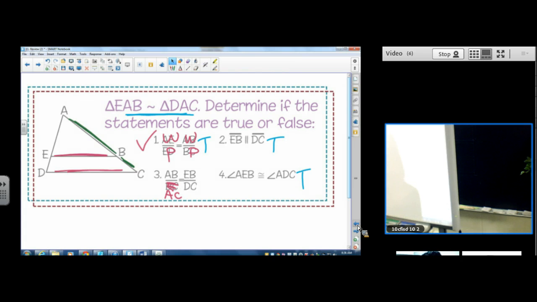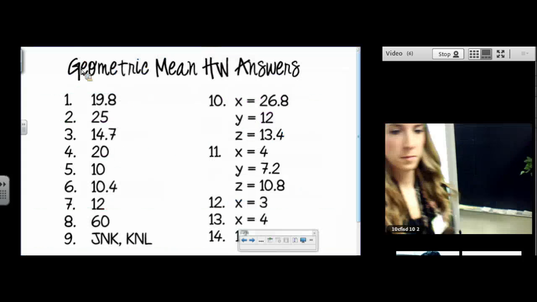The other 2 are correct because the corresponding angles are congruent, so we know that this is parallel, and angle E goes with angle D, so the only false one was number 3.